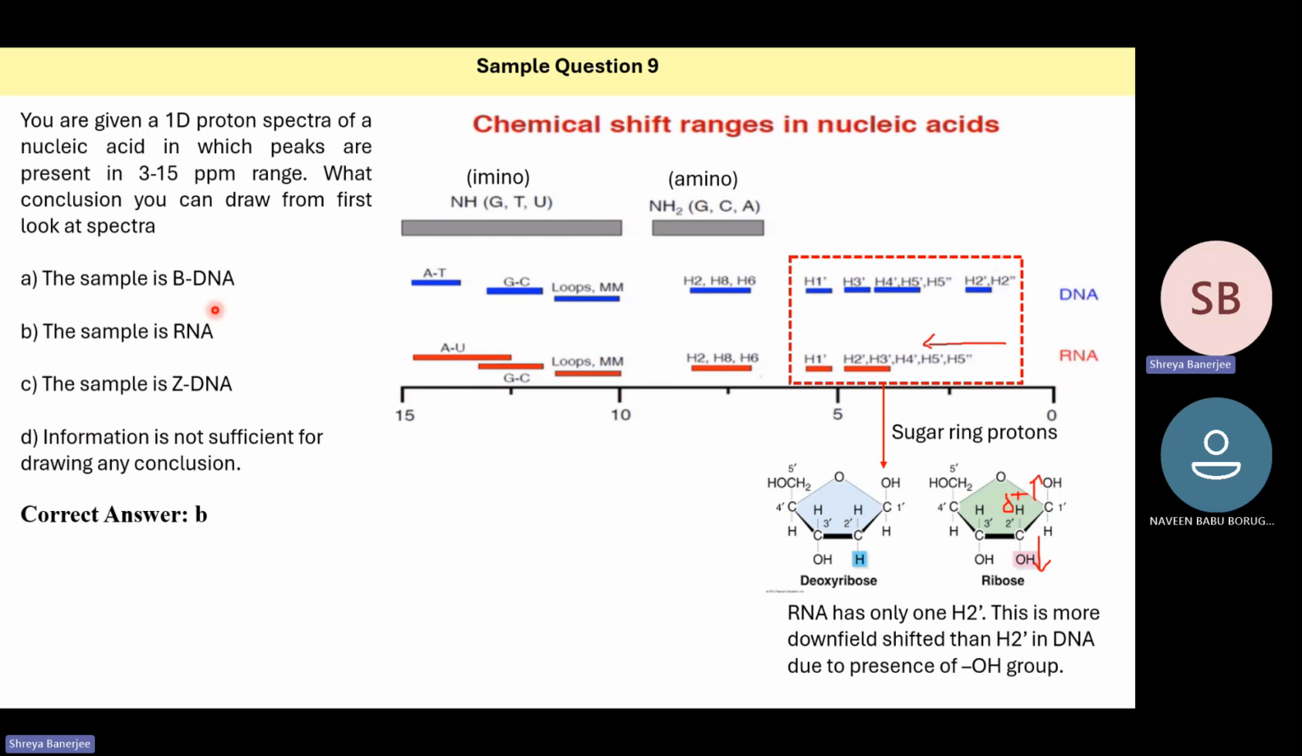So the correct answer is option B, that is RNA, because the range given here is starting from much more downfield values, which is happening in RNA because of the presence of this OH.